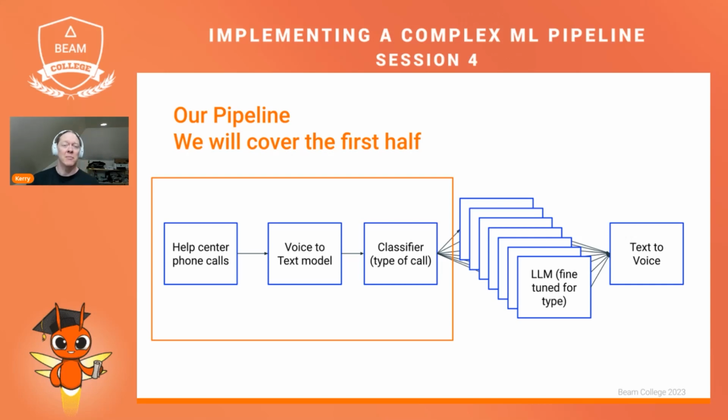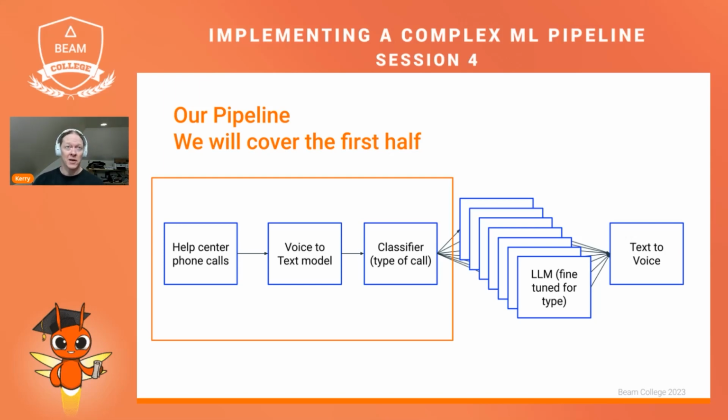And just to remind you, the pipeline takes as input help center phone calls in the wave format. It uses a machine learning model to move that voice data to text, then uses a classifier to say what kind of call, what's the user trying to do. Then based on the kind of call the user has, we're sending it to an LLM. In real life, this would be an LLM fine-tuned for that kind of request. But for these example purposes, these are just random small LLMs I selected.